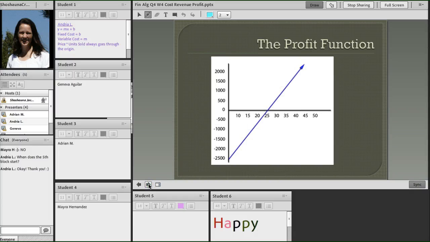Okay, so what I want you to look at, so we've looked at what a cost function looks like, what a revenue function looks like, and what a profit function looks like. I want you to tell me something that you notice about this profit function. So go ahead and type it. Something you notice. Just look at that picture. What do you notice? And it can be anything.